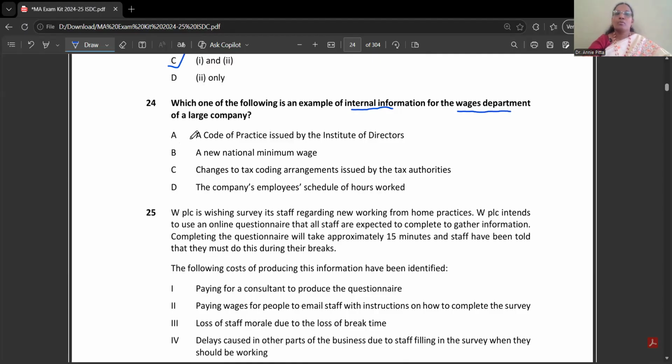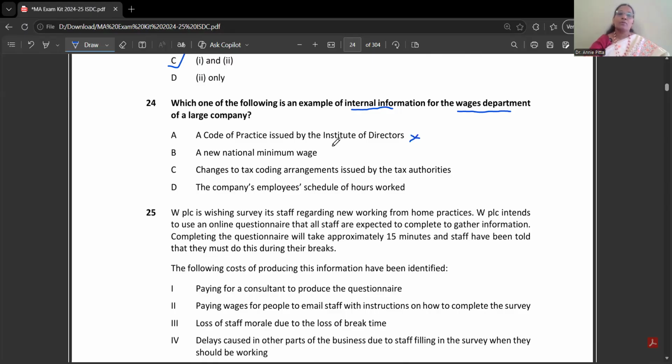If we are talking about a code of practice issued by the Institute of Directors, we do not connect this to something related to wages. It is a code of conduct: the policies and procedures, and the conduct which can be expected from the employees in the organization. It is about the system that has to prevail in the organization. So definitely this is not about wages.